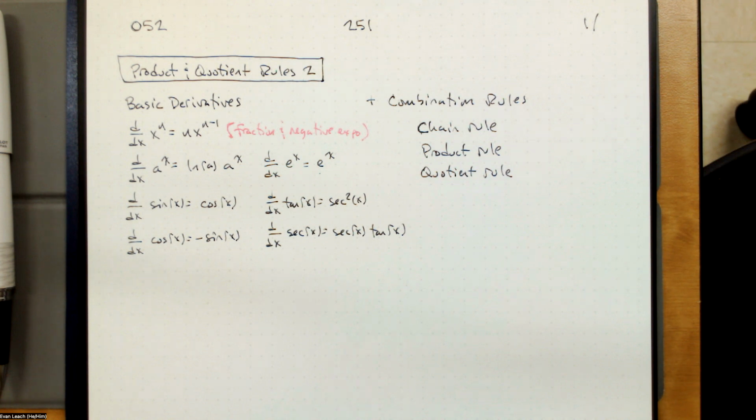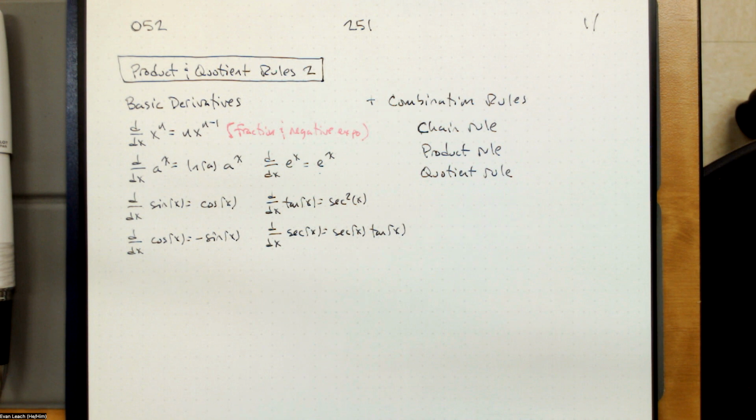We need to be able to find derivatives quickly and easily. So to that end, we learned a bunch of basic derivatives. The derivative of a power, this includes fraction and negative exponents. The derivative of exponential functions, that's where the exponent is the variable and the base is constant. So just kind of switching those two around. And then we learned our first four trigonometric function derivatives.